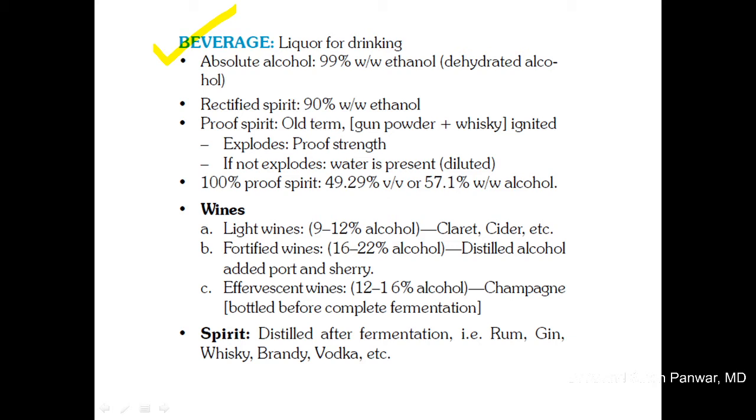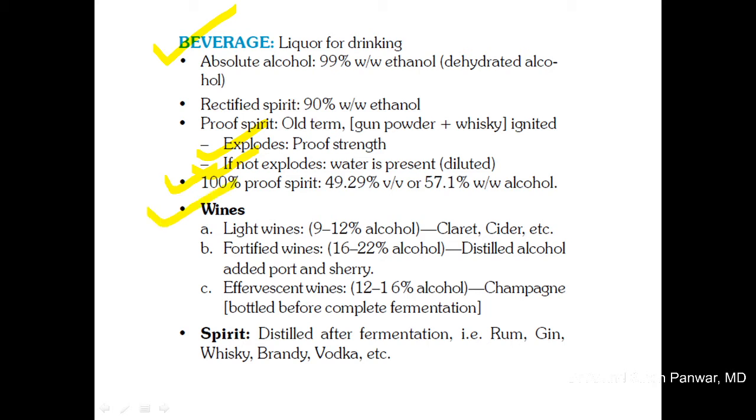Proof spirit is an old term. When we mix gunpowder with whiskey and ignite it, if it explodes, then it is proof strength. If it does not explode, then dilution is there, or water is present in it. So 100% proof spirit is about 49.29% volume by volume, or 57.1% weight by weight alcohol.